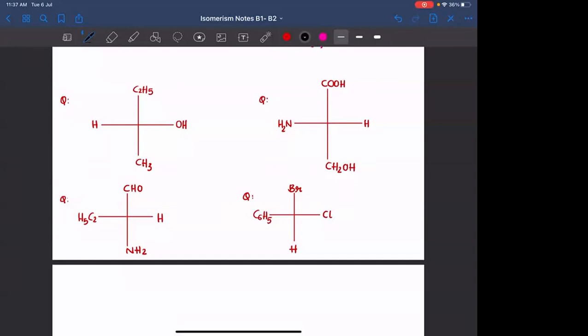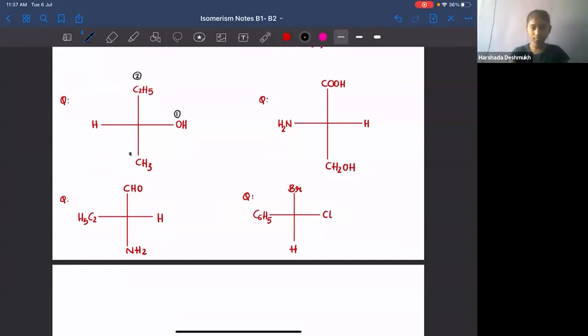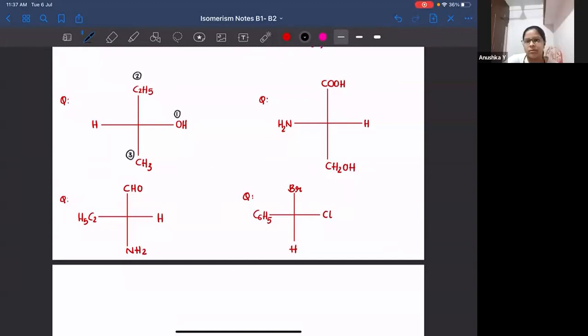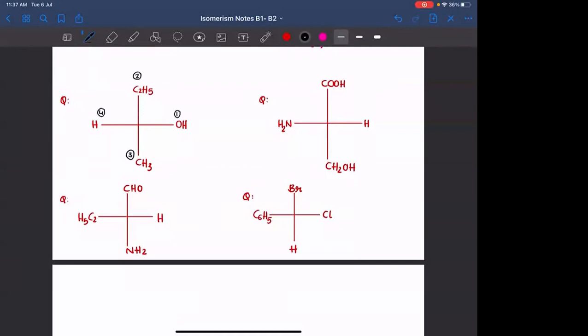In the first question, OH is the first priority. This will be 1. C2H5 is third. This will be 3, this will be 4. You are rotating it in anti-clockwise direction, so you expect that to be S. But the lowest priority is present on the horizontal line, right? If it is present on the horizontal line, whatever answer comes, write its opposite. So this is not S, this will be R. Clear?